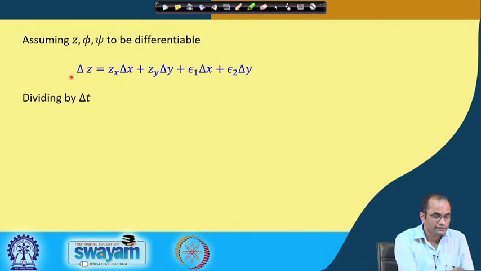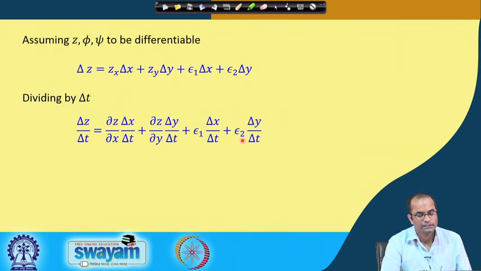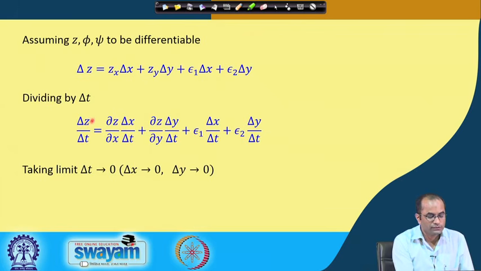And if we divide this expression on both sides by delta t, then what we will get here is delta z over delta t, and this delta x divided by delta t. Here again we have delta y divided by delta t, and this dx and dy will also be divided by delta t. And now if we take the limit as delta t goes to 0, then what will happen?